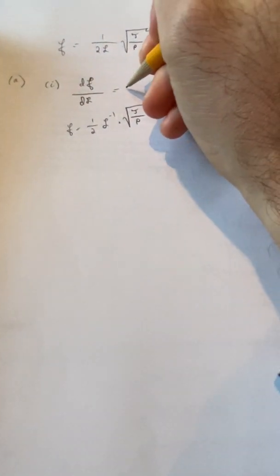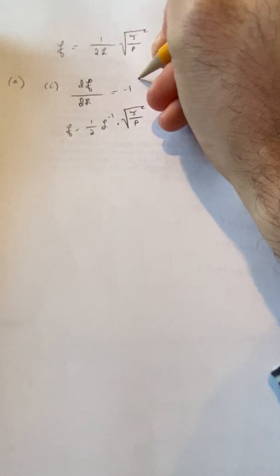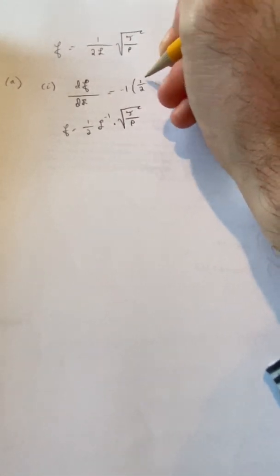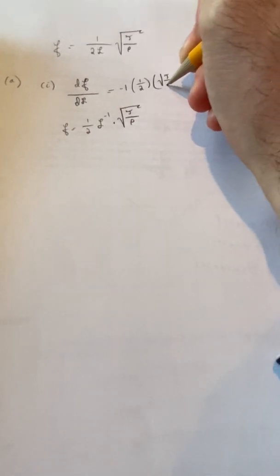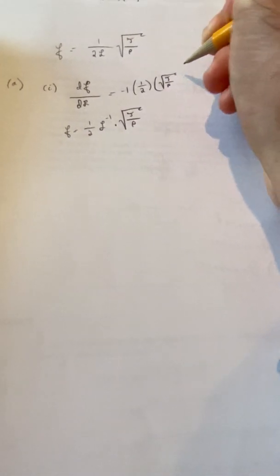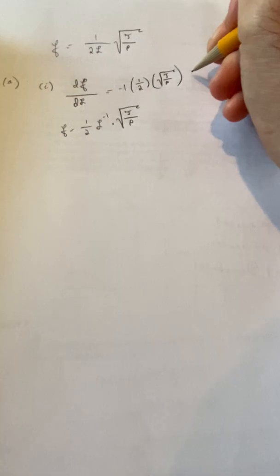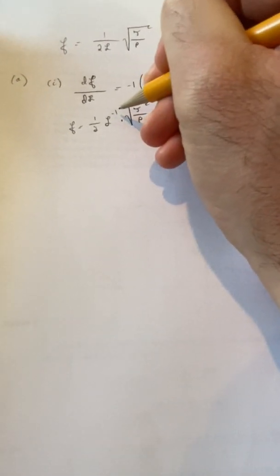So the derivative is going to be, we bring that negative 1 down, and then we multiply it by the 1/2. We multiply it by that square root of T over rho. And then we have L to the negative 2 power. Okay, so we decrement the power like we always do with the power rule.